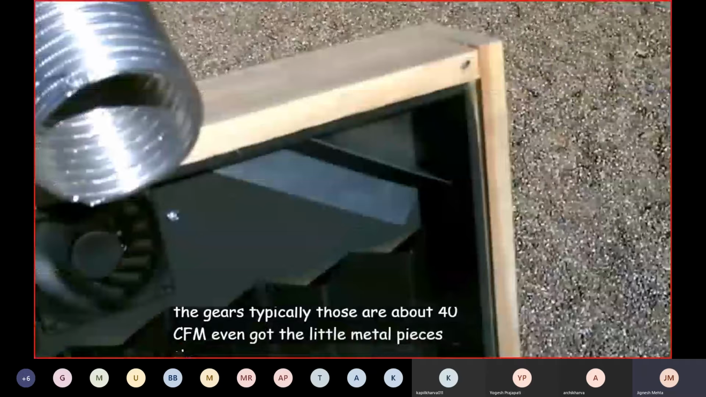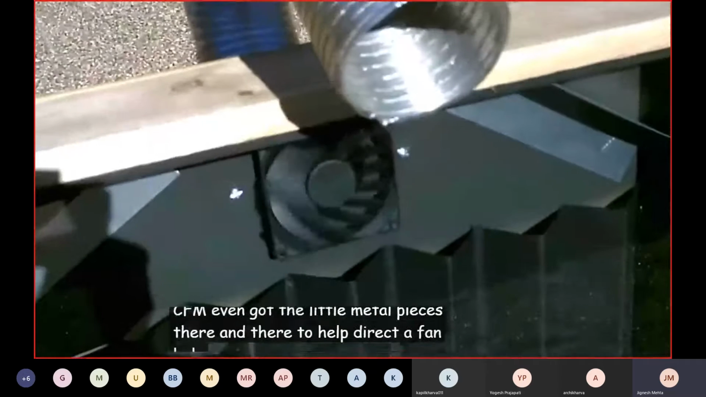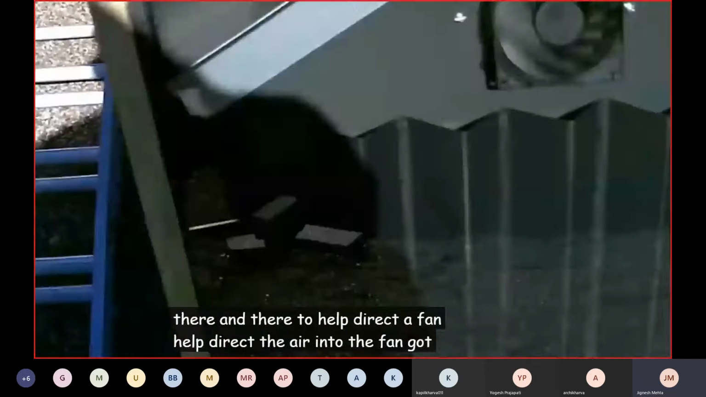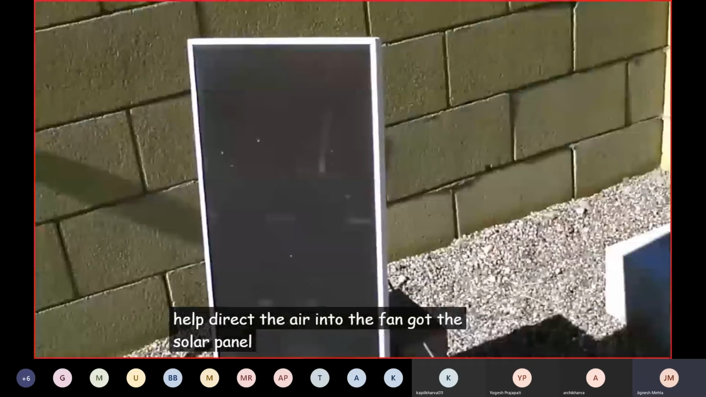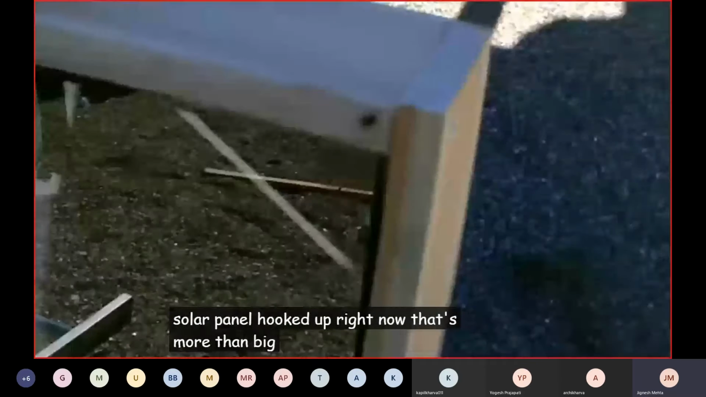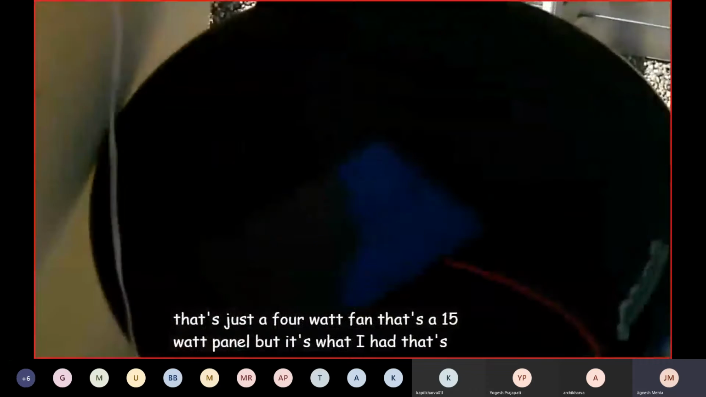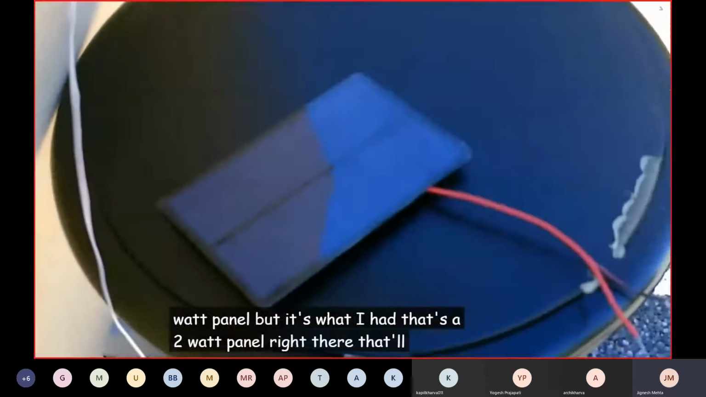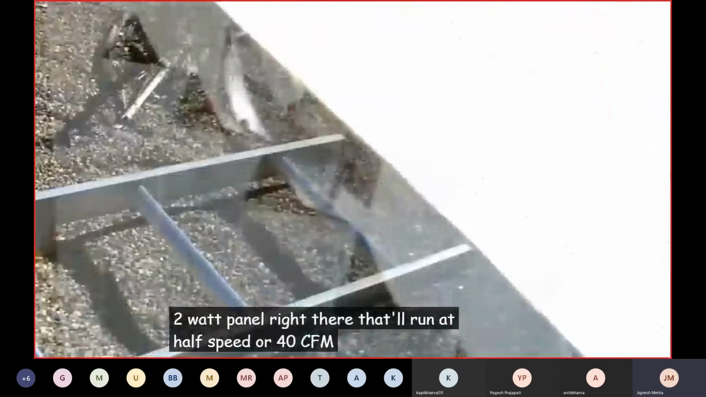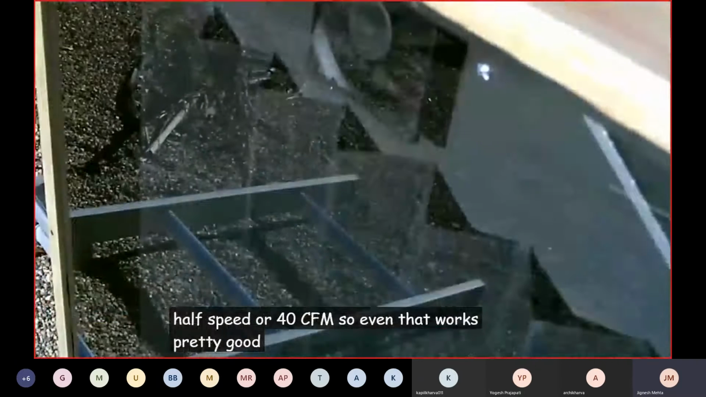Even got the little metal pieces there and there to help direct the air into the fan. Got the solar panel hooked up right now. That's more than big enough panel for this. That's just a 4-watt fan. That's a 15-watt panel, but that's what I had. That's a 2-watt panel right there. That'll run at half speed or 40 CFM, so even that works pretty good.